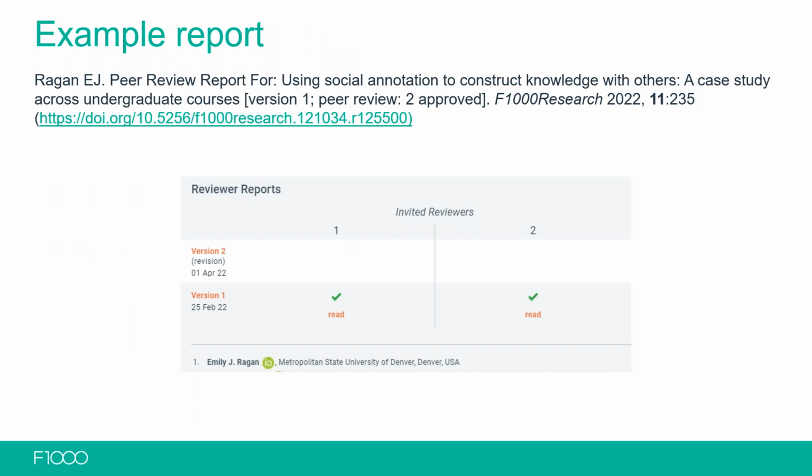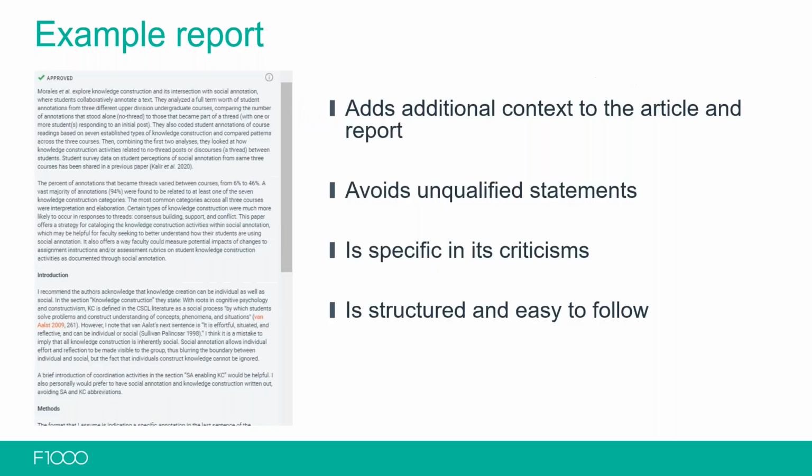this is an example of a peer review report we published in February this year. At the top, you can see a citation of this peer review report, including a DOI. This is a very high quality report. It includes a short summary of the article and provides additional context in which the article was written. It avoids unqualified statements such as "the methods are inadequate." Unqualified statements are often unhelpful, as they do not include suggestions of how the article could be improved. This report is very specific in what the reviewer feels would improve the validity of the article.